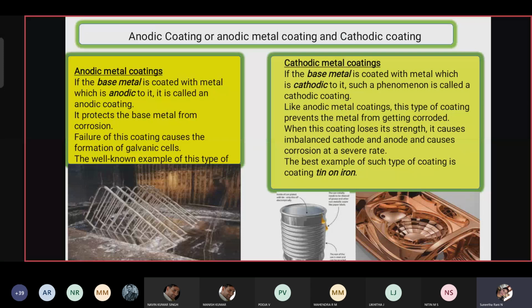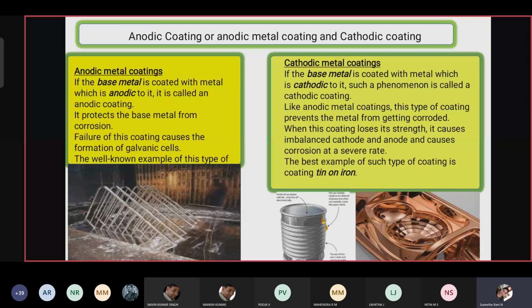If the base metal is coated with a metal that is anodic to it. Say, for example, the base metal is iron. We want to protect the iron metal, so we choose another metal which is anodic to the iron. For example, we choose zinc. Zinc is an anode. Coating zinc on the surface of iron, both metals are anodes, zinc also anode, iron also anode. But our intention is to protect iron, so we choose another metal which acts as an anode to the iron and coat it on the surface of the metal. That process is called anode metal coating.